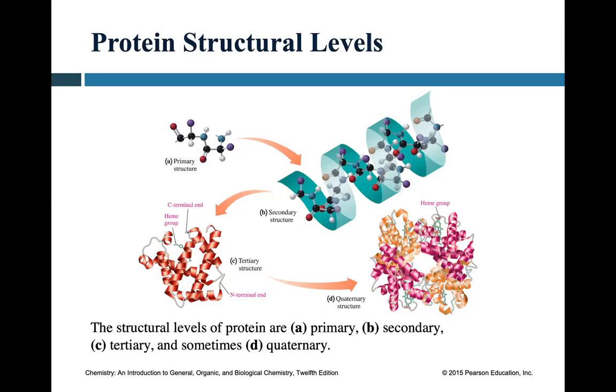So here's a summary slide going from primary all the way up to quaternary. Primary is just the order of amino acids. Secondary is alpha helices, beta sheets, or random coils. Tertiary is how they all come together in space and how they're held together with either hydrophobic interactions, salt bridges, H bonds, or disulfide bonds. A lot of proteins stop at tertiary, but a lot of proteins also form higher level complexes called quaternary structures, where multiple subunits come together to make one giant functioning protein.